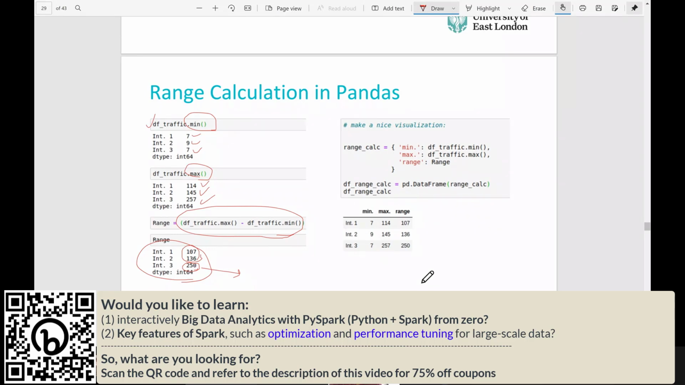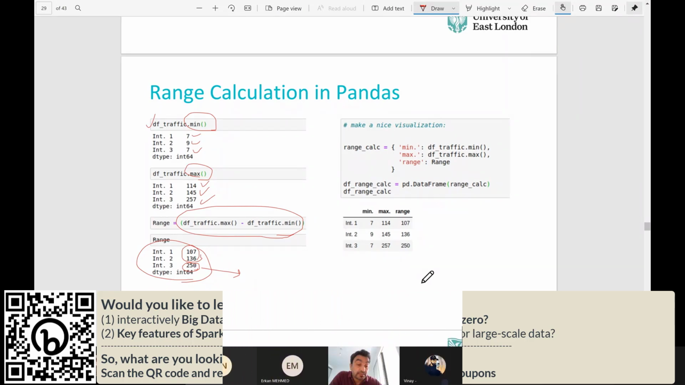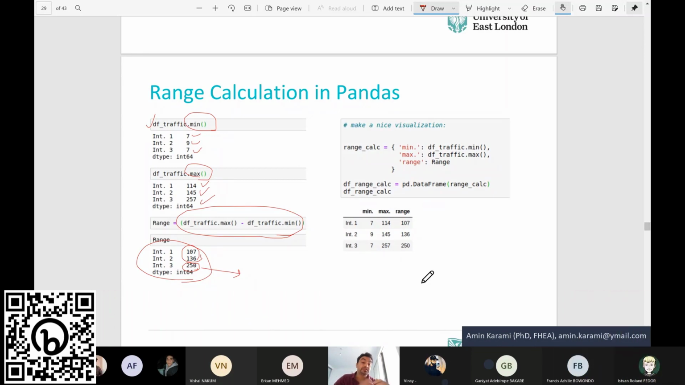We don't know; we have to consider. If the range is 250, it means there is a big gap between minimum and maximum values. So this is another piece of information you can get out. And this is how we can visualize the result.